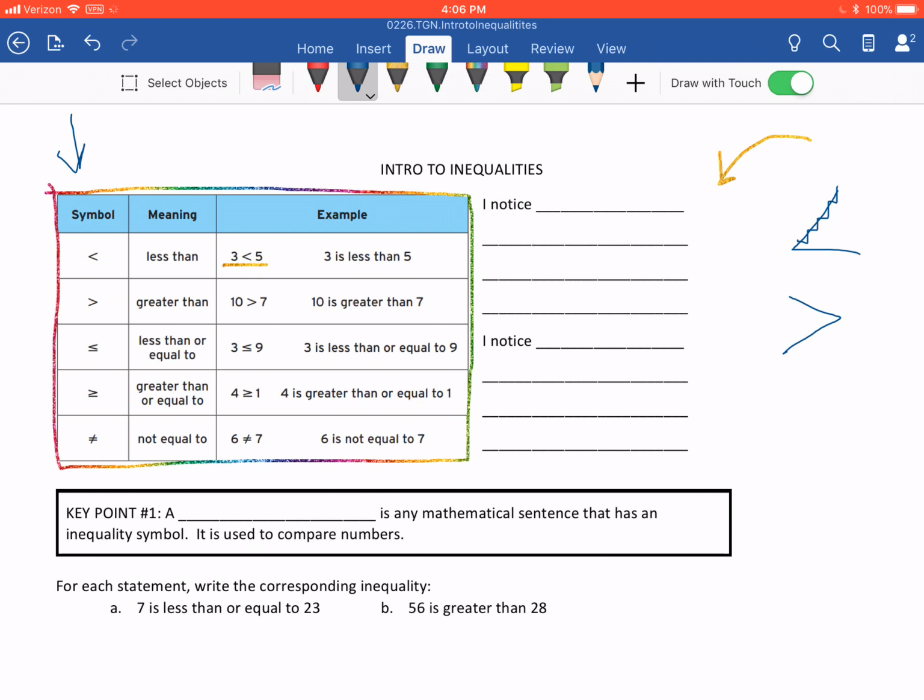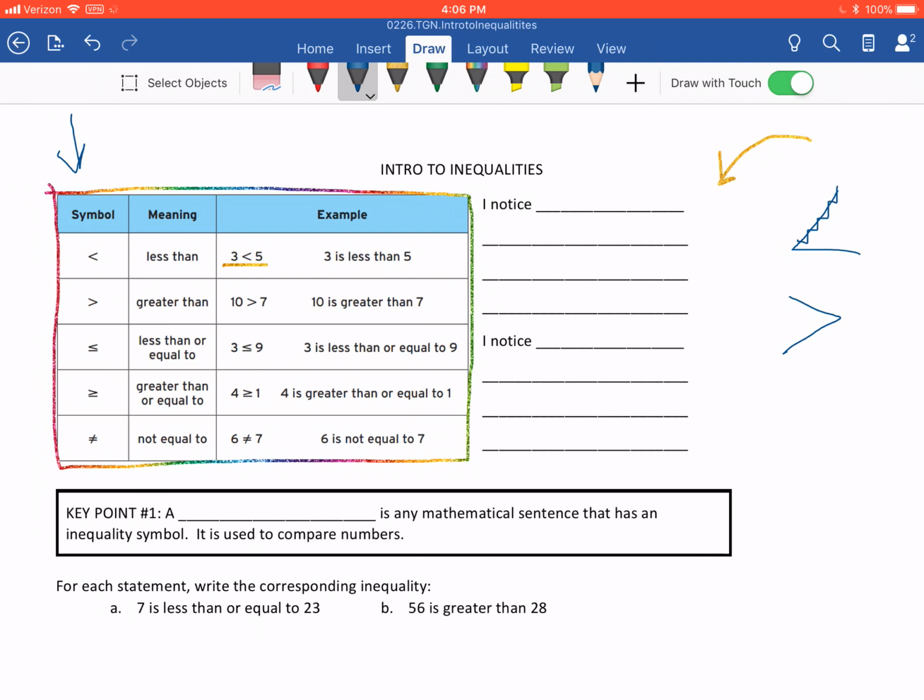The ones you may not be as familiar with are the ones with the lines underneath. The ones with the lines underneath have a very important distinction. They also mean or equal to. So in this case, less than or equal to, or greater than or equal to. And the equal sign with the slash through it, which means is not equal to.